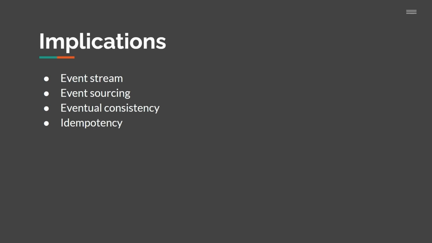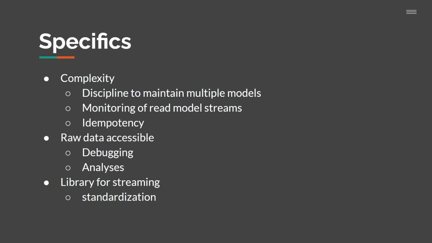But exactly because we wanted to be able to recreate all our states, all our data, we needed to work idempotently. So if we get the transaction again and it was already processed, we didn't want to make changes to our data. That's the implication that we got.